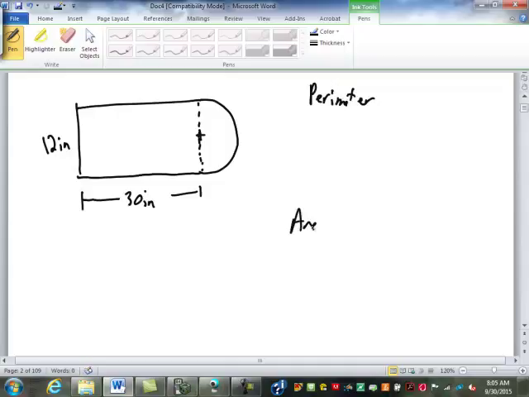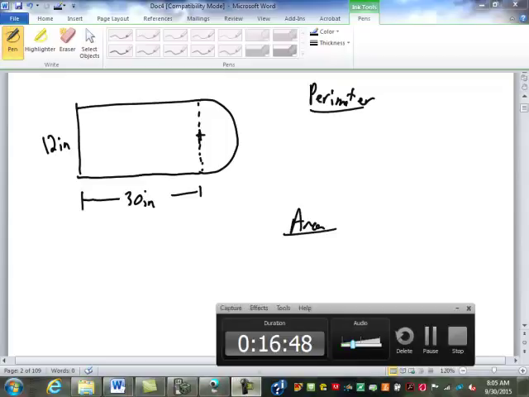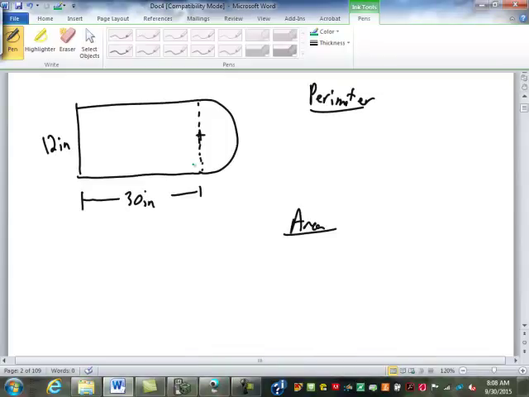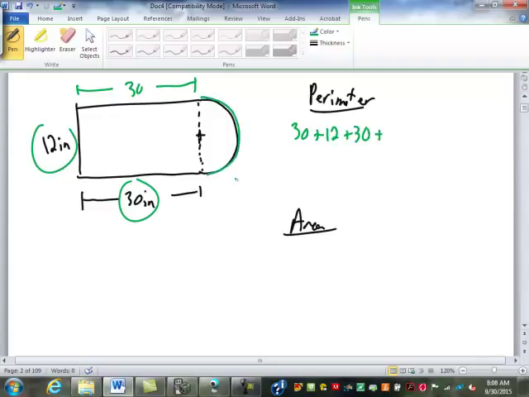Perimeter and area again. For perimeter, we've got 30, 12, and of course another 30. But we also have this half circle. To find that half circle, it would be the circumference of the whole circle, pi times diameter. What's the diameter? 12. And then, of course, divided by 2 gives only half a circle.